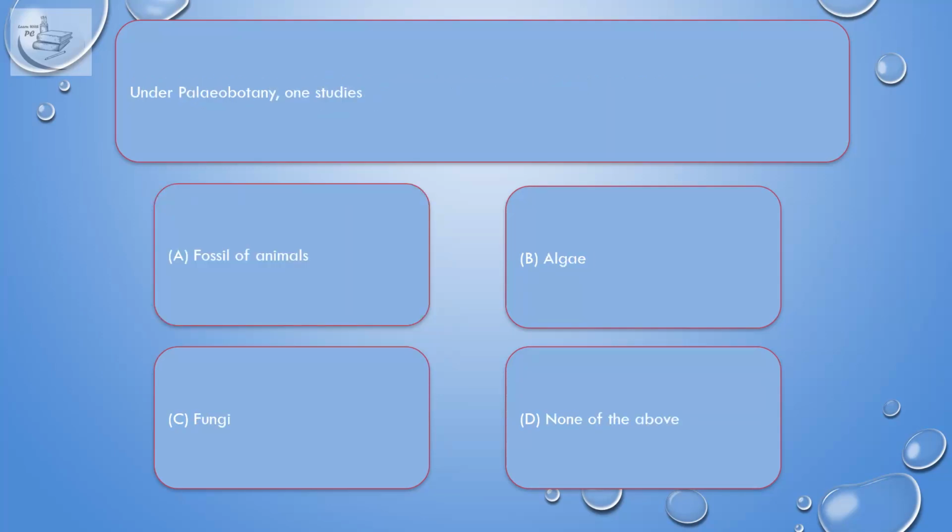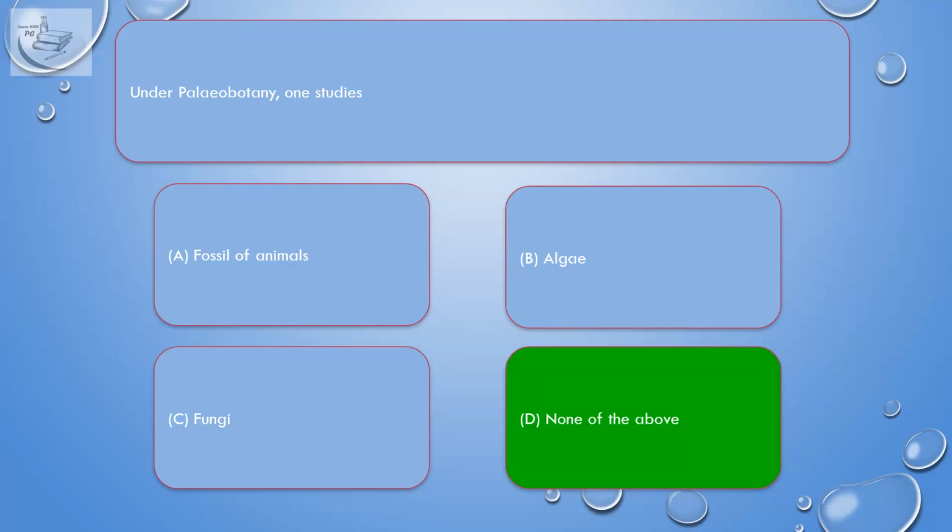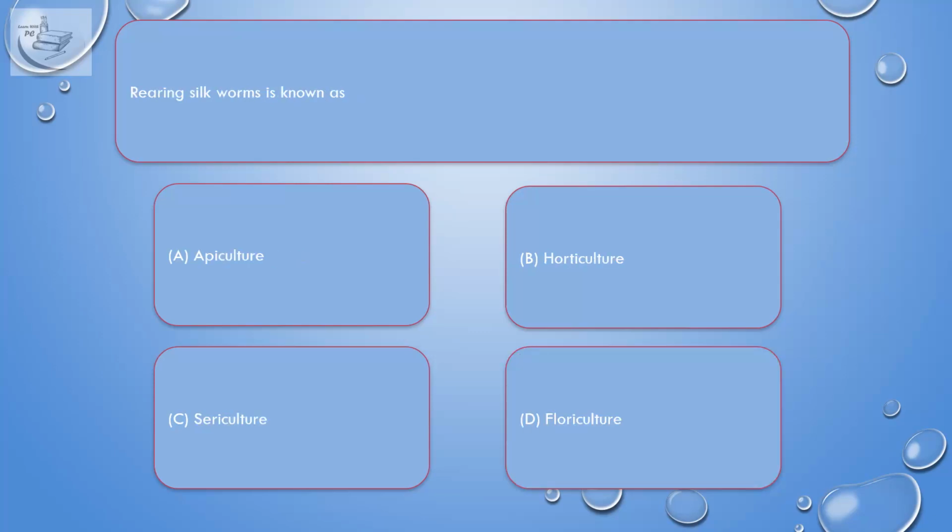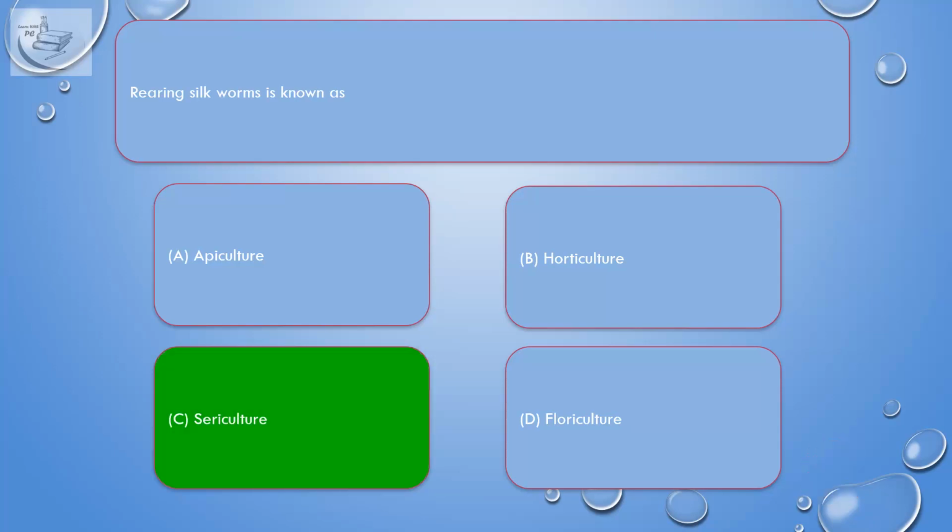Question: under paleobotany, one studies A. Fossil of animals. B. Algae. C. Fungi. D. None of the above. Correct answer is D. None of the above. Question: rearing silkworms is known as A. Apiculture. B. Horticulture. C. Sericulture. D. Floriculture. Correct answer is C. Sericulture.